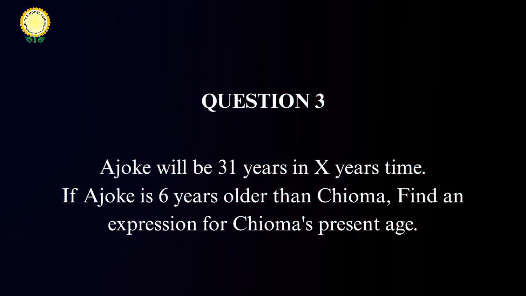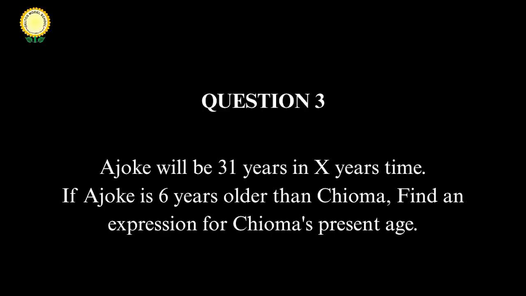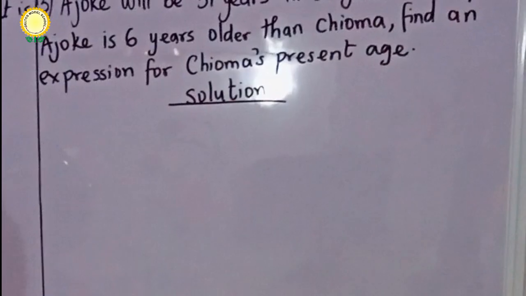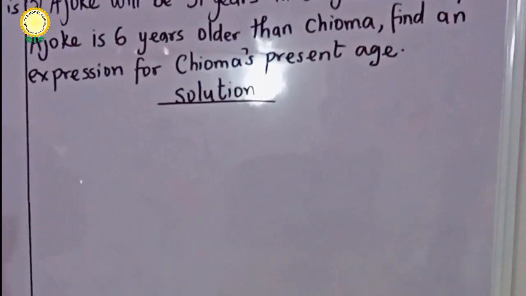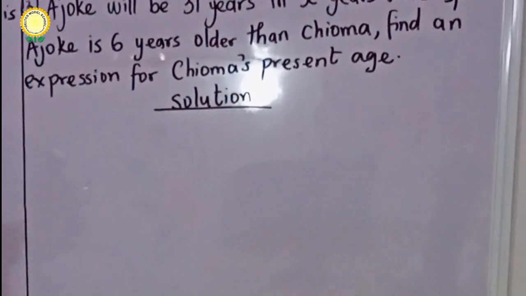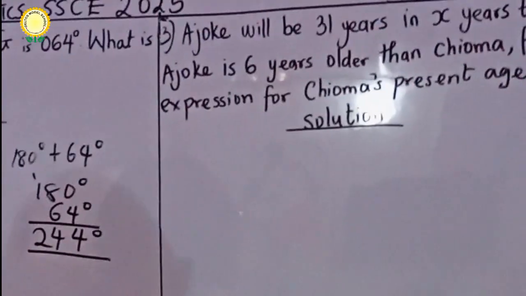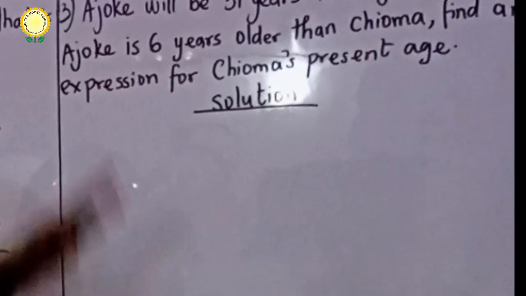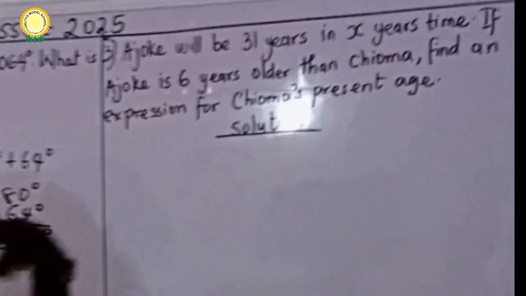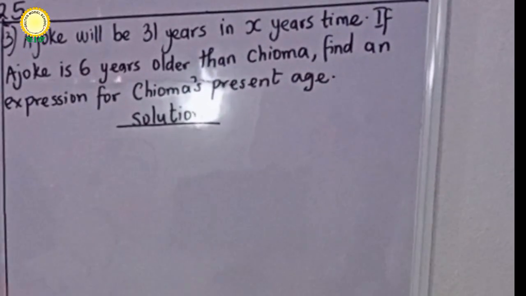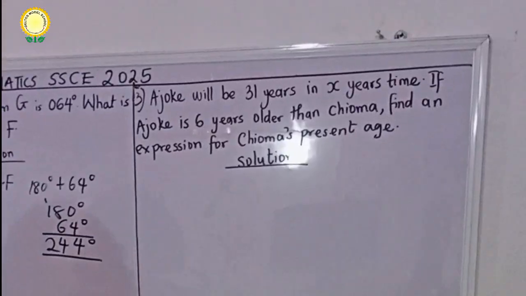Next question. Ajoke will be 31 years in X years time. If Ajoke is 6 years older than Chioma, find an expression for Chioma's present age. Some students get confused when they have this kind of word problem. What you should do is just relax and try to interpret the question. At times you don't even need to solve anything. At other times you can solve. So first of all, what you do here is to understand the question. Don't be too quick to start solving.